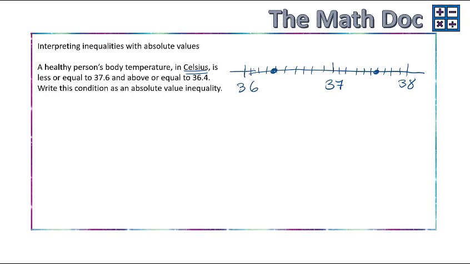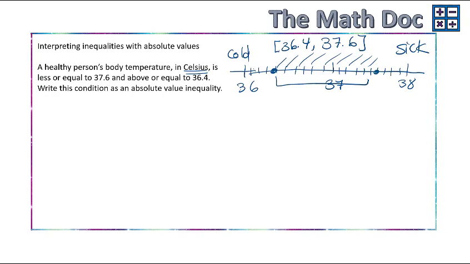So basically we're saying anywhere between 36.4 and 37.6. This is the area where a healthy body should be. Anything above that is sick, let's write that here, sick, and I don't know what under temperature would be, but let's just say cold. So we're looking to turn this into an absolute value problem.